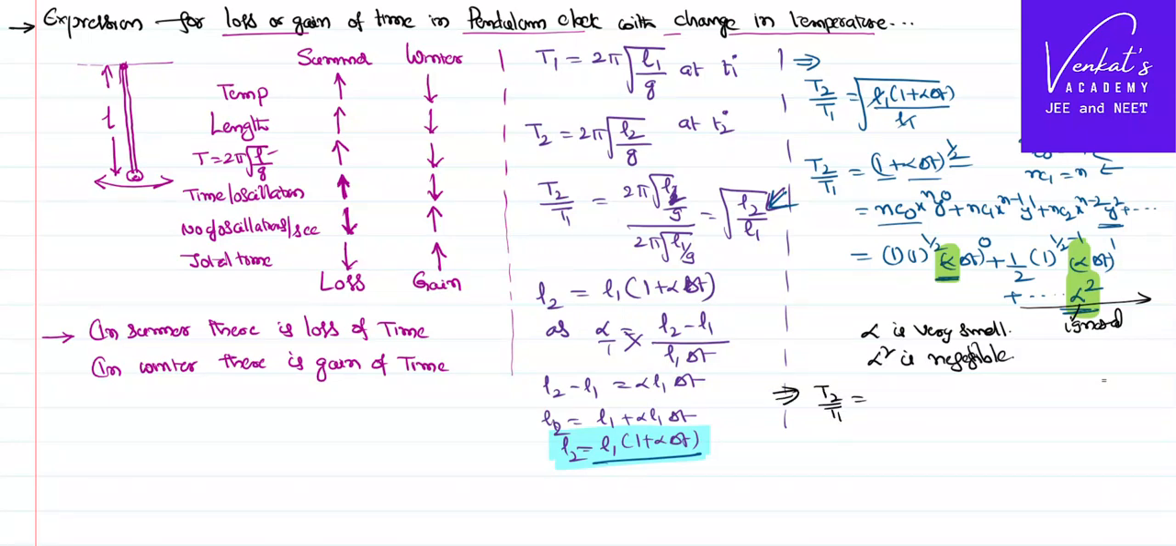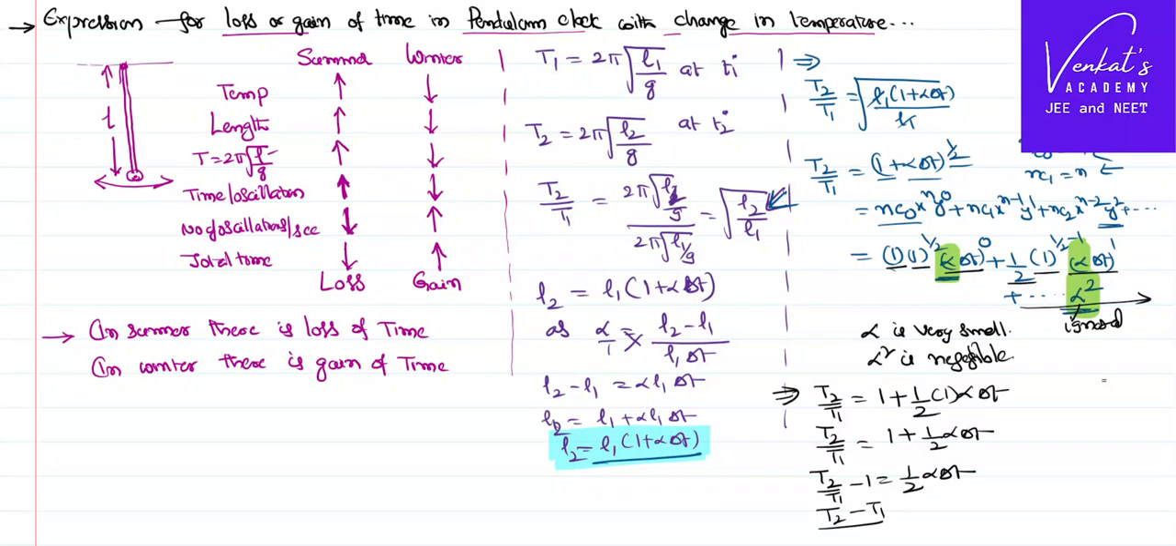What is remaining? T2 by T1 is 1, since anything power 0 equals 1. So the first term is 1. Then this is half, 1 power anything is 1, alpha delta t power 1. That's it. So T2 by T1 is 1 plus half alpha delta t. Get that 1 to this side: T2 by T1 minus 1 equals half alpha delta t.